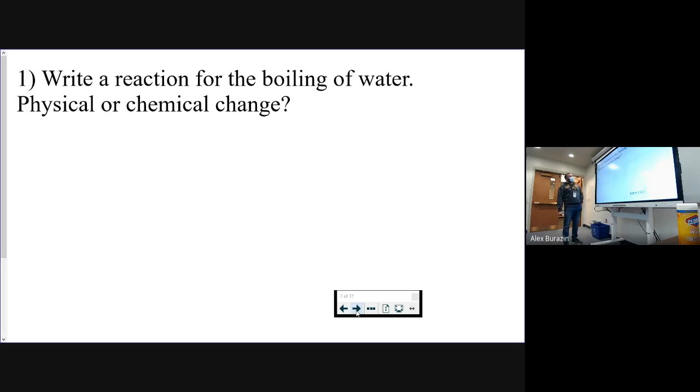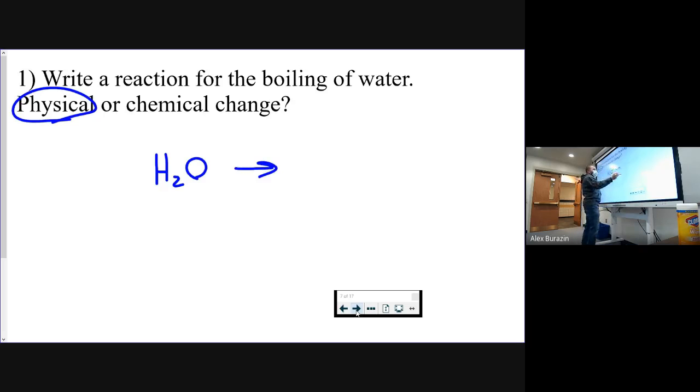Write a reaction for the boiling of water, physical or chemical change. Well, I think you already know this, right? It's physical. Here's how this looks. H2O going to H2O. This one is liquid. This one is gaseous, right? That's all we're doing. Now, if I want to be more complete, I could add energy.